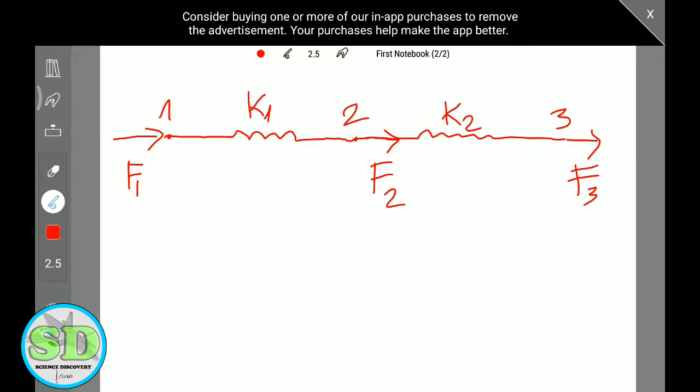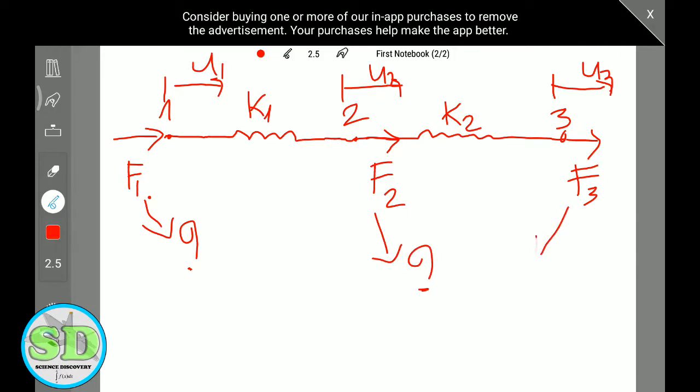And when the external force acts, it makes the displacement, represented U1 and U2, and the displacement at node 3 U3. K1 and K2 are the spring constants of each spring. F1, F2, F3 are the external forces applied at the nodes, and U1, U2, U3 are the displacements for each node. Now we find the F1, F2, and F3.